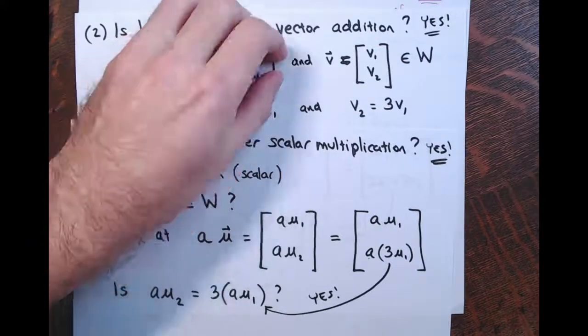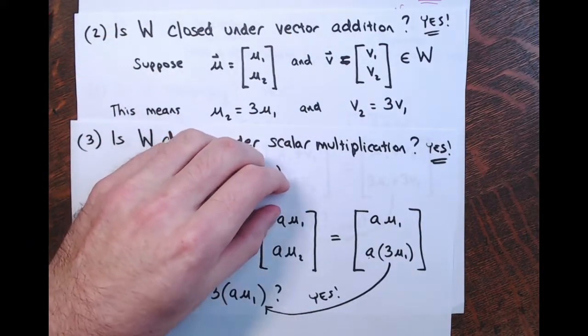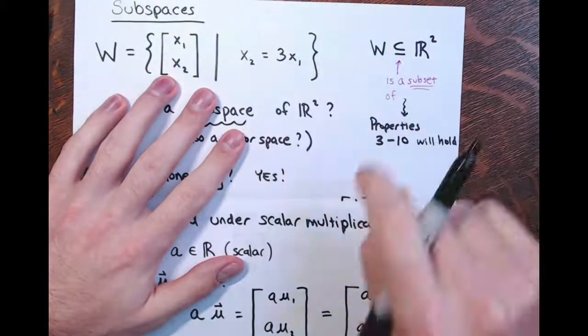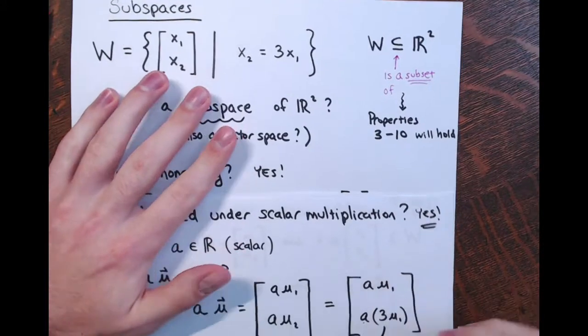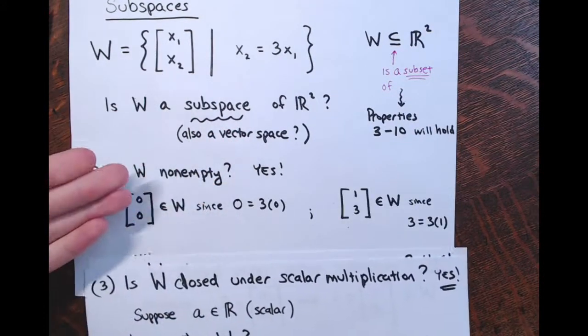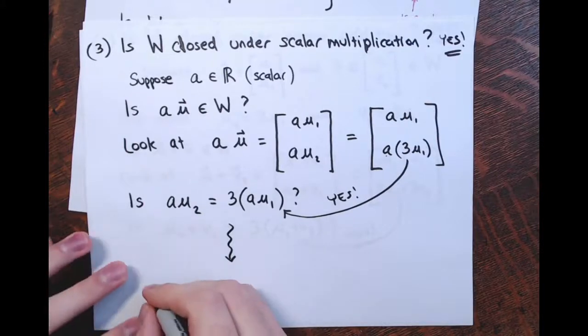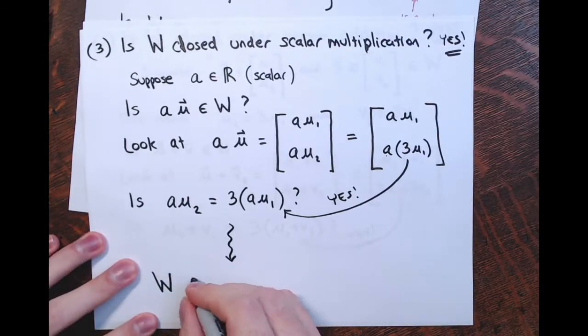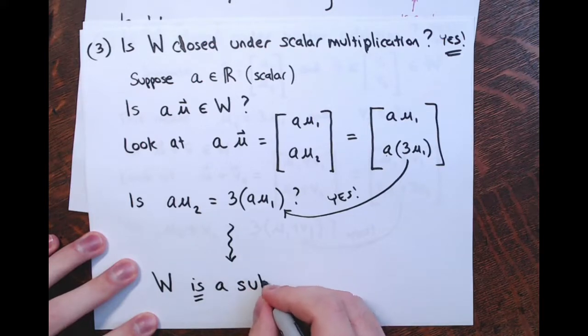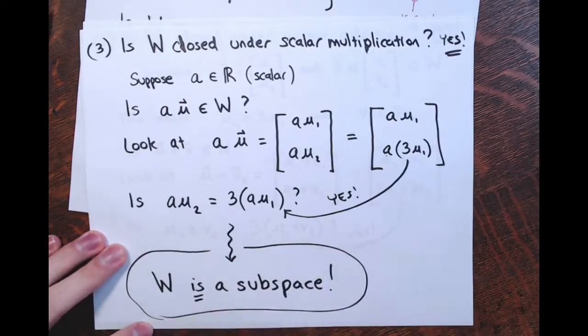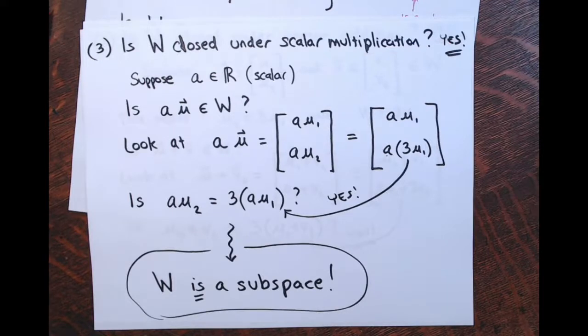So we've got property 1, closed under vector addition, property 2, closed under scalar multiplication, and properties 3 through 10, because all these vectors in W are from a larger vector space R2. It also has some vectors in it, has the 0 vector, has other vectors, so it is non-empty. So after all that, yes, W, that set of vectors, is a subspace of R2. It is a vector space as well. You might consider it a smaller vector space than R2 because it doesn't have all the vectors from R2 in it, just the ones where the second component is 3 times the first component.